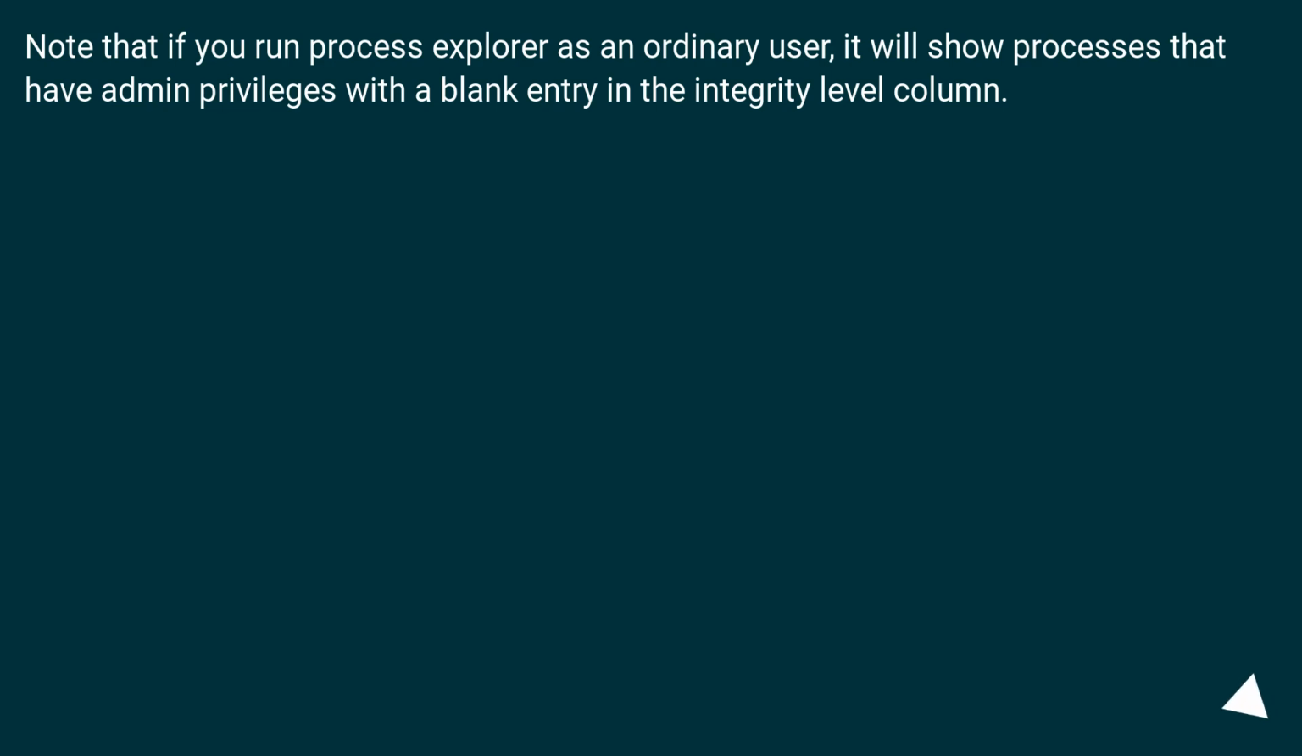Note that if you run Process Explorer as an ordinary user, it will show processes that have admin privileges with a blank entry in the integrity level column.